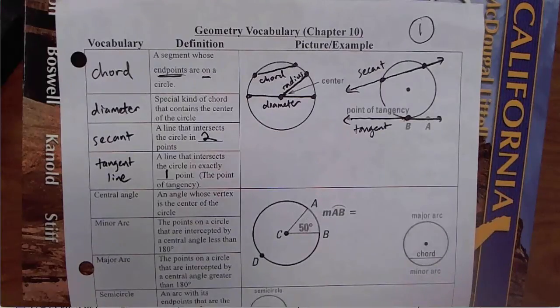All right, so ladies and gentlemen, today, section 10.2, we are talking about something called an arc and how it relates to something called a central angle. So, first off, definitions.